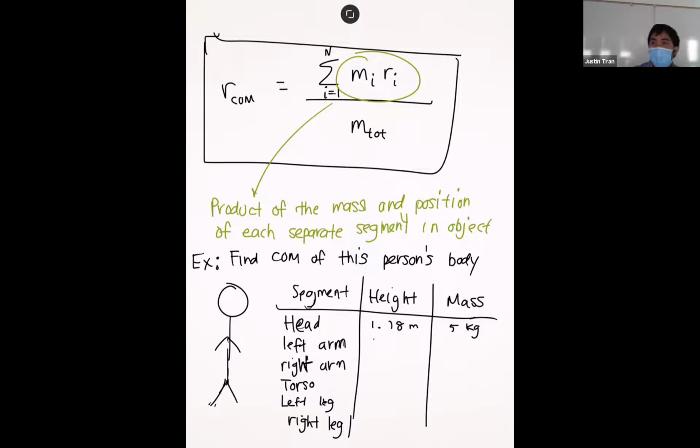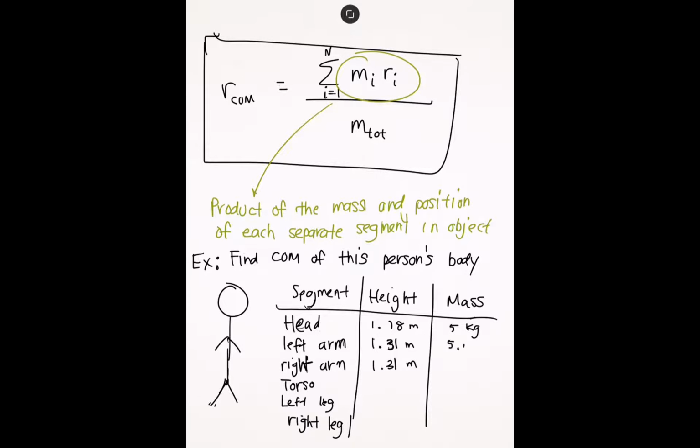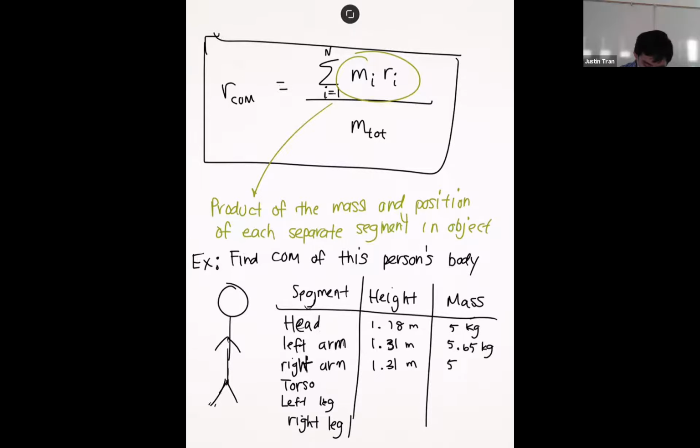We're going to assume that this person is just standing with their arms to the side, and so both the left arm and the right arm are going to have the same height. The left arm is going to be 1.31 meters off the ground, and the right arm is going to be 1.31 meters off the ground. And we'll assume that each arm has the same mass, which is pretty reasonable most of the time.